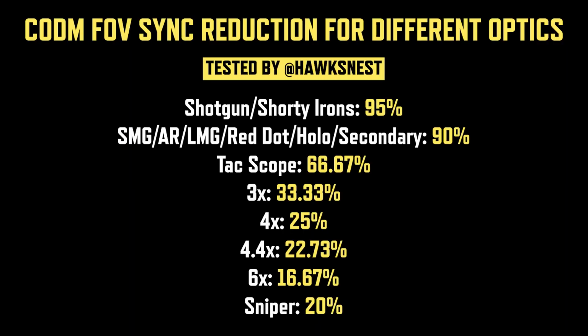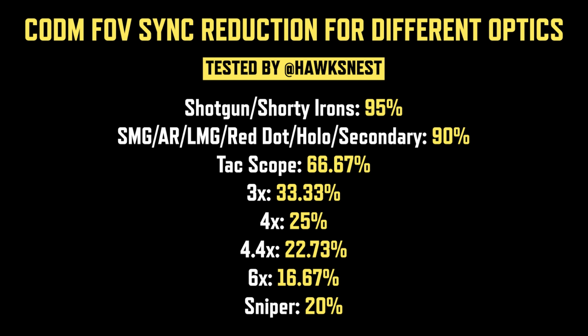Then you have the 3x at 33.33%, which, I mean, these start to make a lot of sense because a 3x is going to be, you know, a third. So makes sense. Then the next one is 4x, which is 25%. So again, a fourth. It's 4x, makes sense. 4.4x, 22.73, 6x, 16.67, and then sniper is 20%.